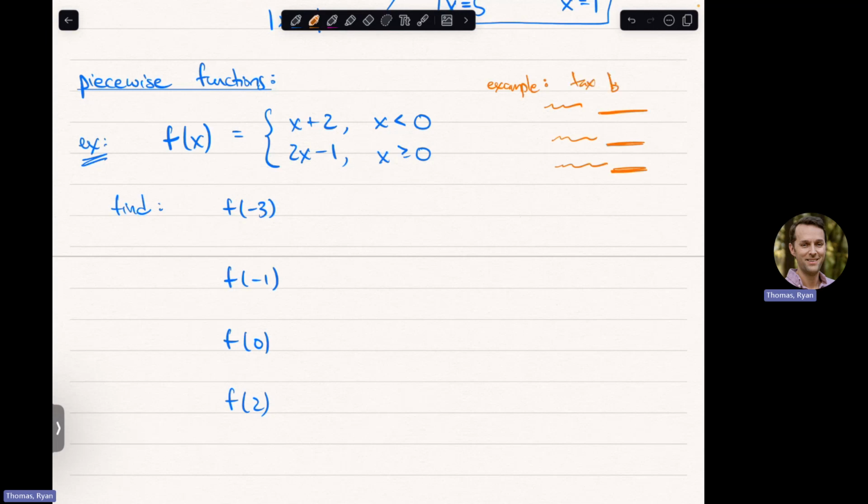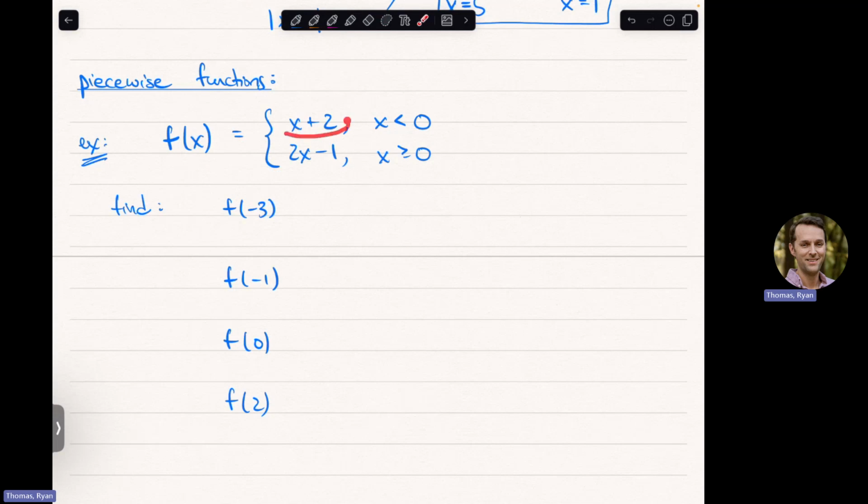Tax brackets. Anything like that where to be able to tell you how a thing works, I have to know a little more information about your situation first. That's what a piecewise function really does. The way we write them is something like this. It's still a function, so we still call it something, f in this case. It still has a variable. It's equal to. This big curly brace just means these two pieces go together.